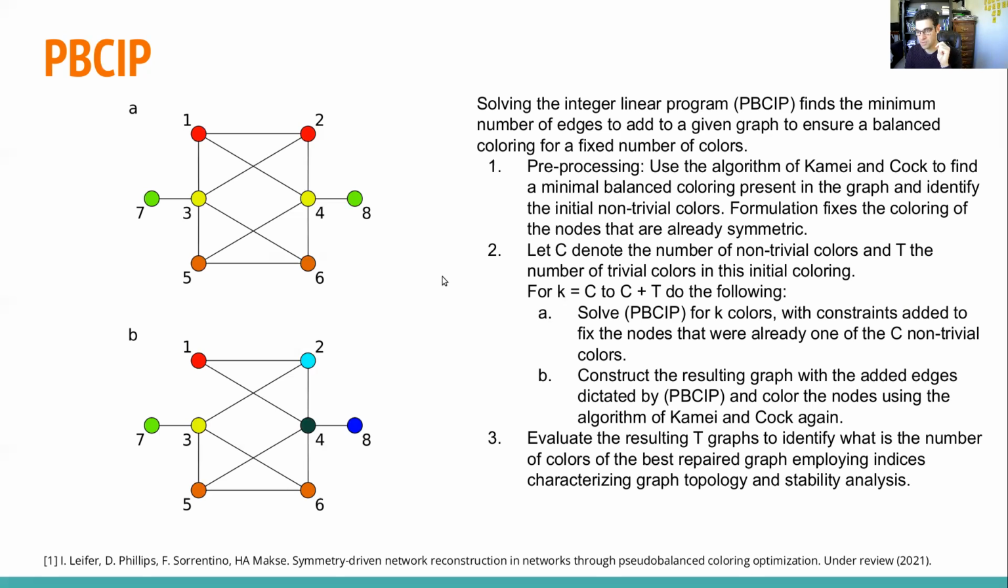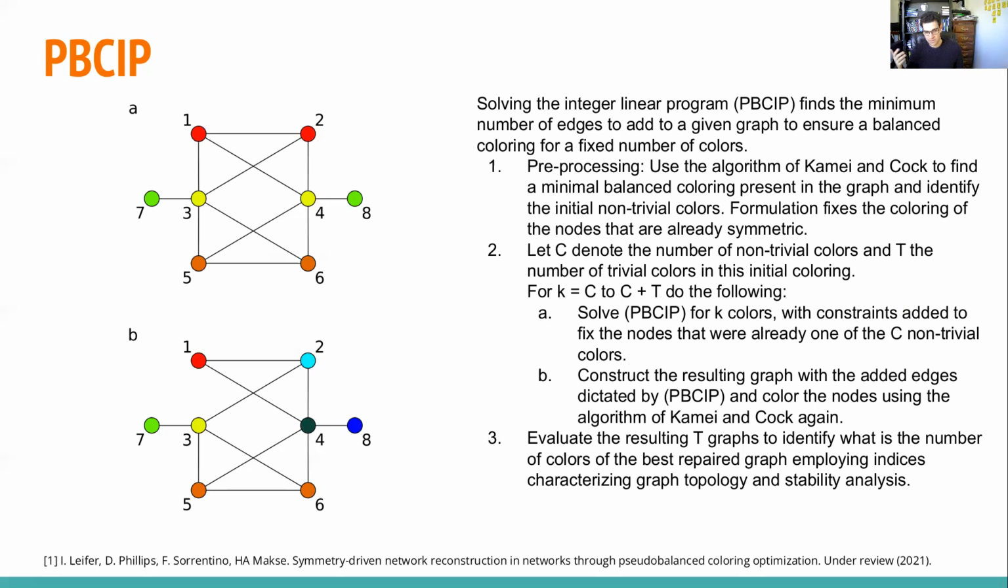There are a few steps to this process. The first step is we fix the nodes that are already symmetric. In this case, for example, nodes 5 and 6 are already symmetric, so we fix them. After that, we find solutions for all the different possible numbers of colors. The lowest number of colors is 1, where all of the nodes will be of the same color, and the highest is 7 colors. So we find all the solutions with 1 to 7 colors, and then we choose the best solution.